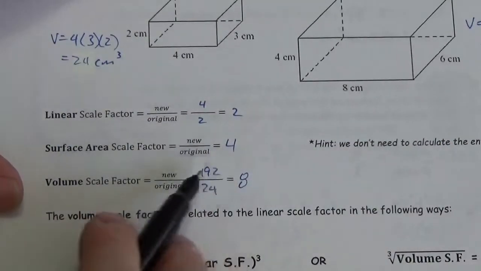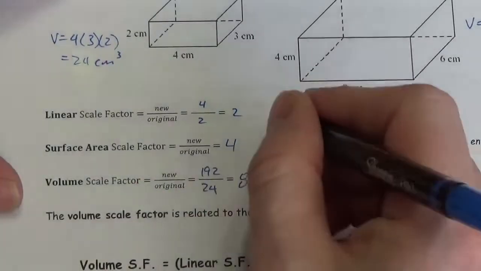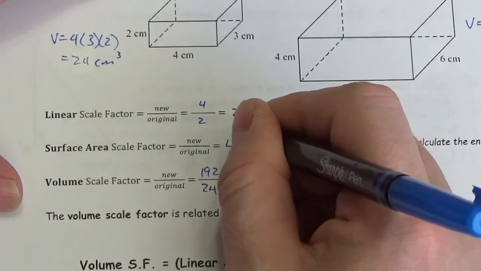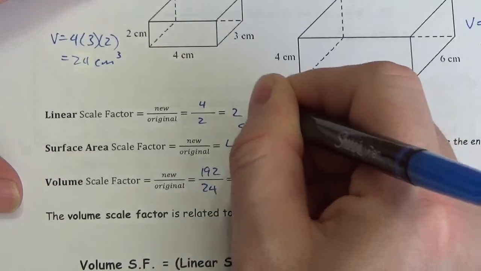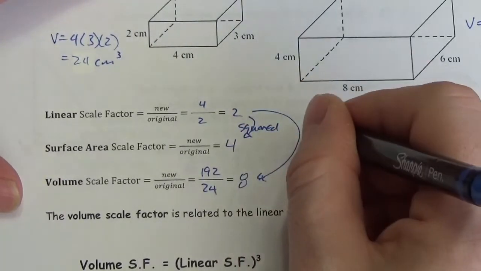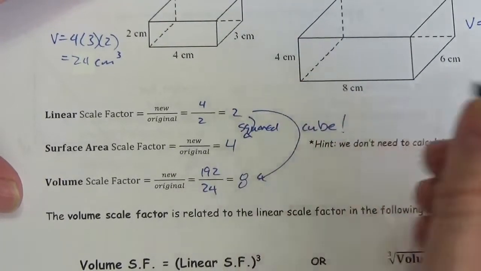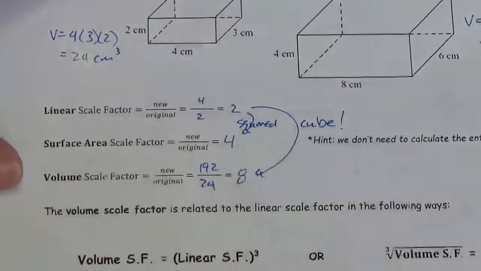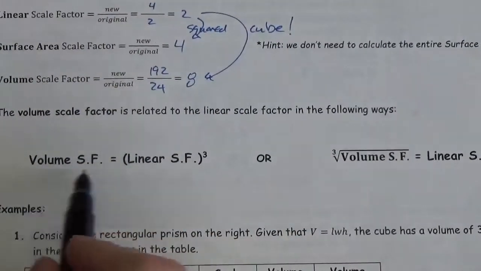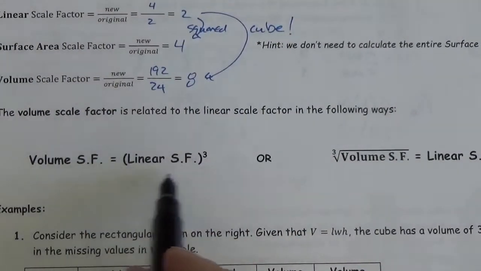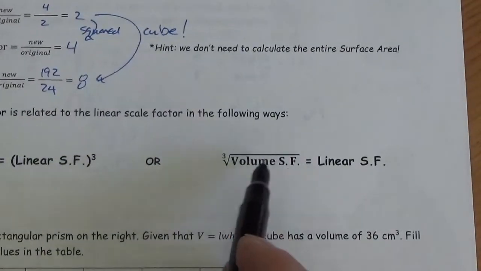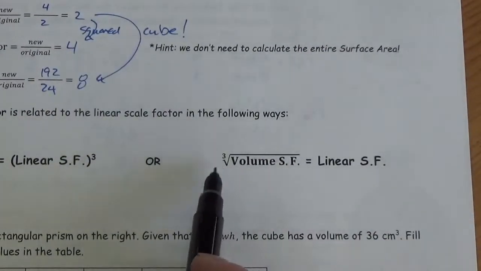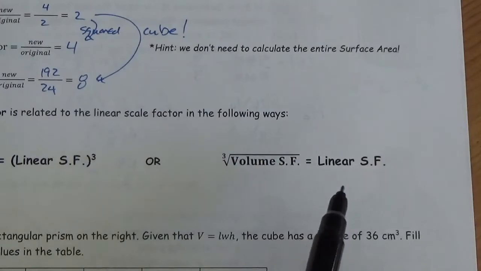So how do I get 8 here? What's the shortcut? Well, to go from here to here, I squared it. To go from here to here, what am I going to do? I'm going to cube it. That's the rule. In fact, that's what we're looking at right here. The volume scale factor is the cube of the linear scale factor, or another way of writing that is the cube root of the volume scale factor is going to be the linear scale factor.